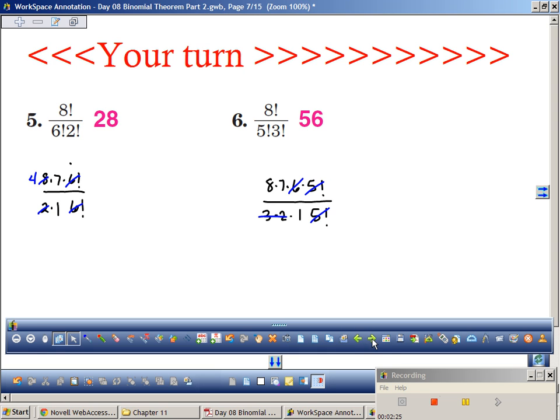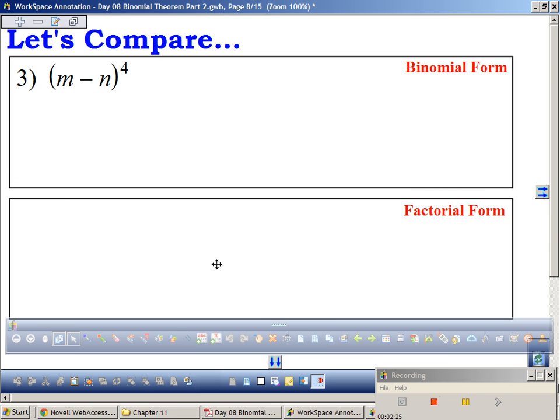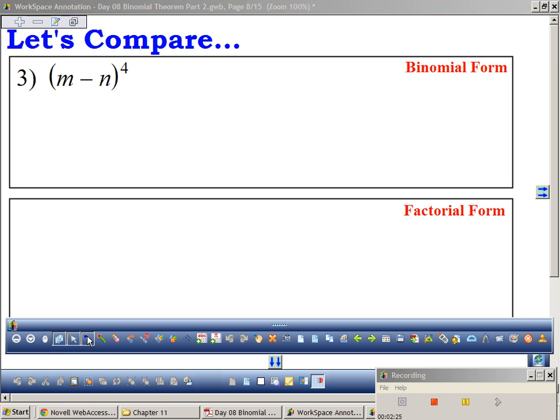Okay, I have to move on. No, you don't need to copy that down. It's embedded in what we're going to do today. Okay? All right, so let's compare. Pencils down. I'm going to do number 3 on your homework. I'm going to do it in binomial form like you did yesterday with Mrs. Watkins. Then I'm going to do it in factorial form, which is easier. Okay? Got it? Okay.